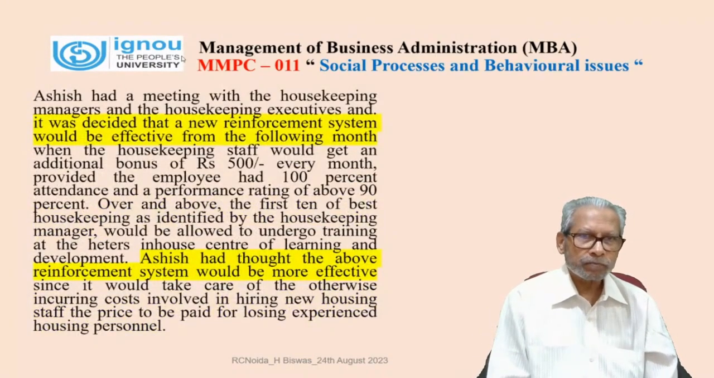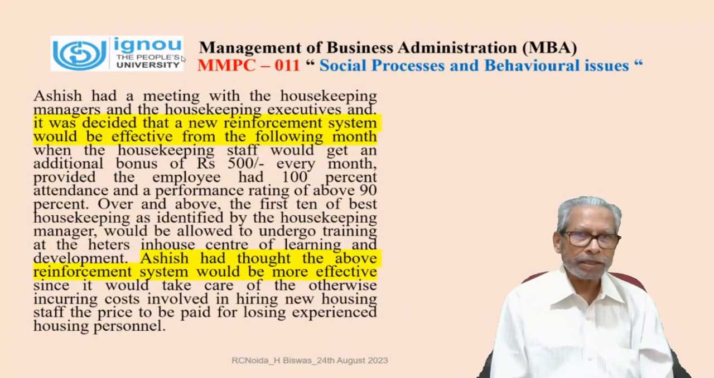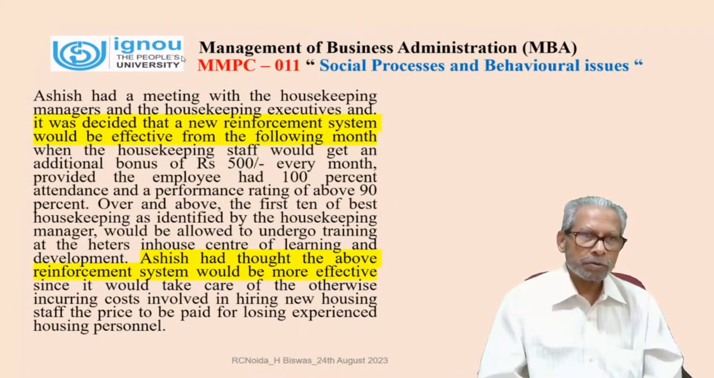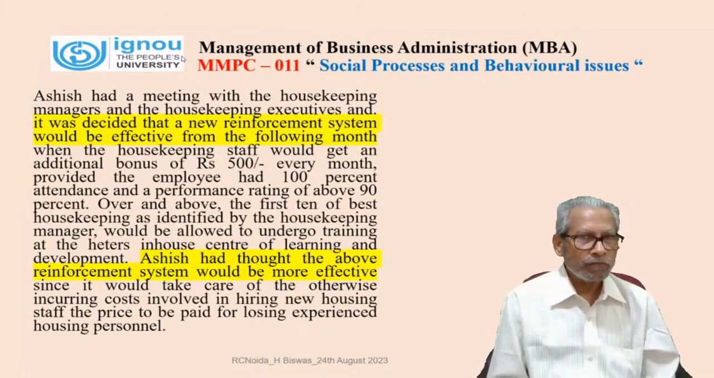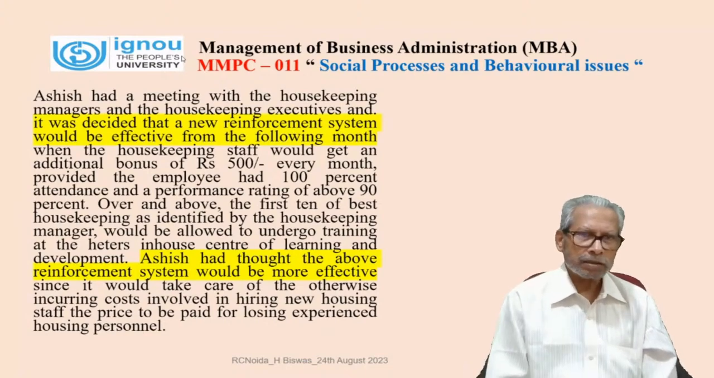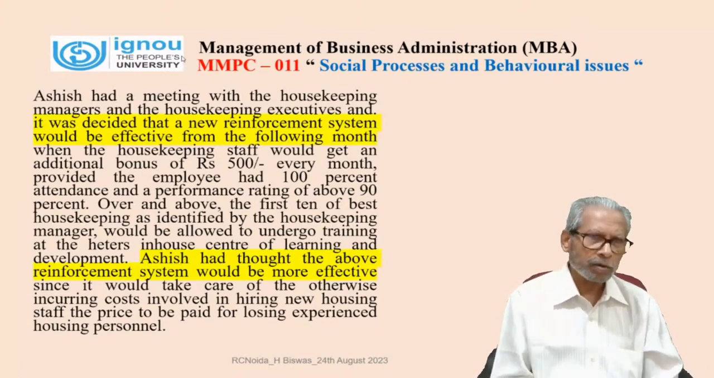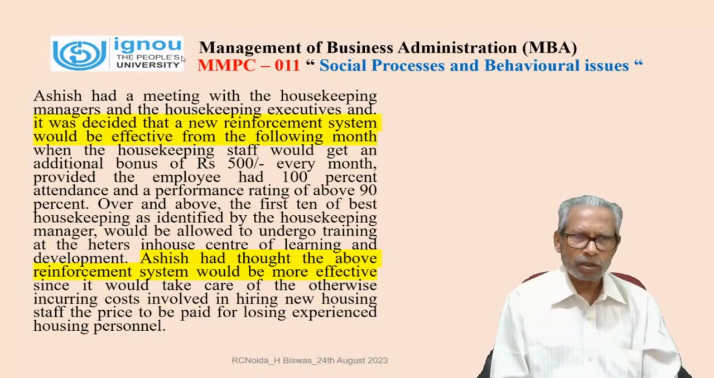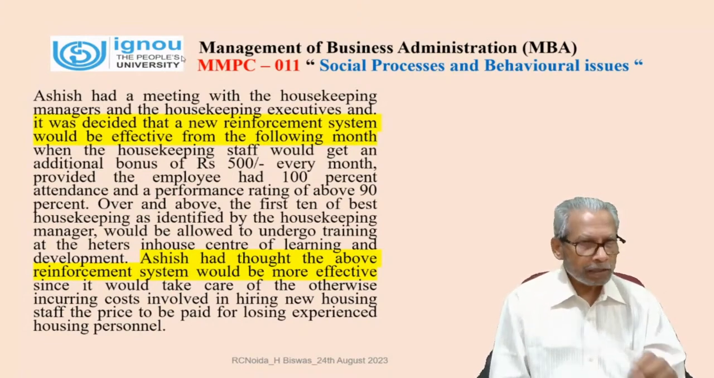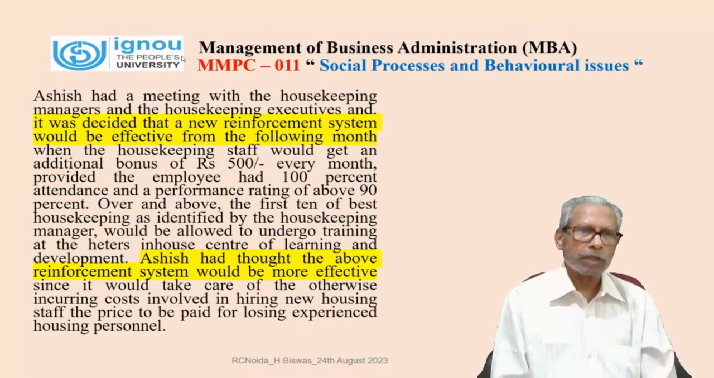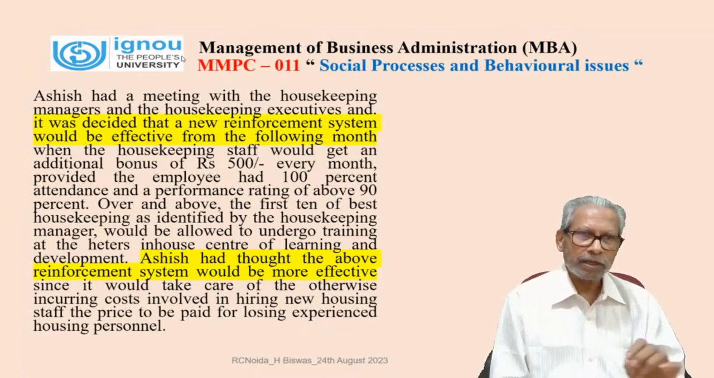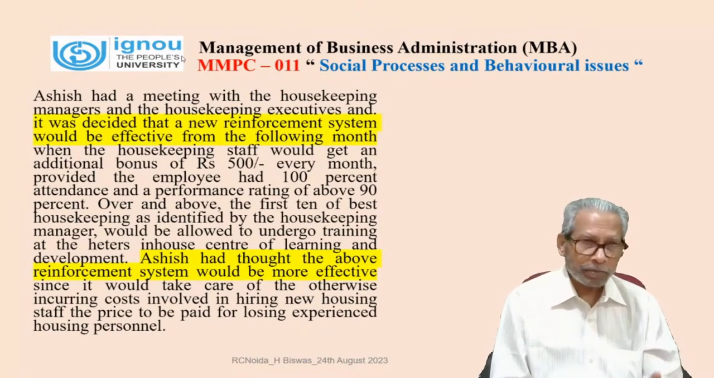Ashish called a meeting with the housekeeping managers, the HMs, and decided that a new reinforcement system would be effective from the following month. He declared that he had to modify some things because the housekeeping staff were not staying. So he decided to give an additional bonus of 500 rupees every month, so that some motivation will come and the housekeeping staff will be happy.